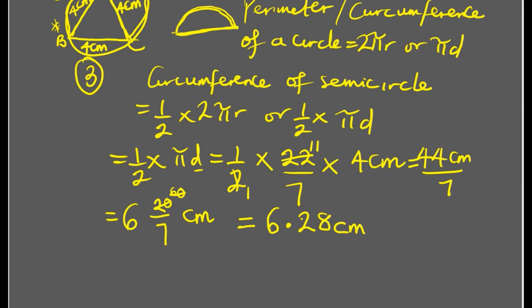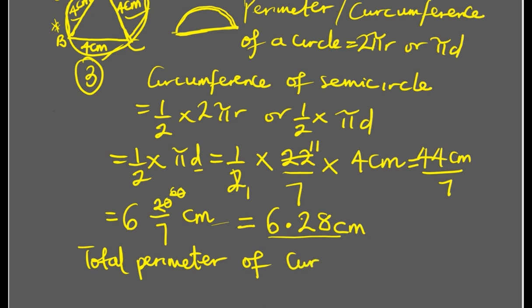So we have gotten the answer for the first semicircle. Now, don't forget that all the semicircles are the same. They have the same diameter. You can see the first one is 4 centimeters, the second one is 4 centimeters, the third one is 4 centimeters. So they are all the same. So instead of me finding the perimeter of the other two semicircles, I will only multiply this particular answer by 3.